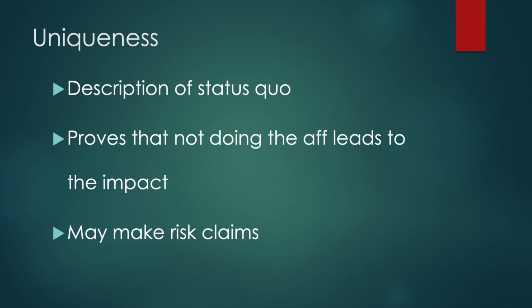Uniqueness may also make risk claims. This is more common on the neg, like saying the economy is strong now, but it could collapse if this happens, right? But on the AF, occasionally you'll see risk claims as well, like climate change is manageable now, but is heading towards the point of no return or something like that. So the risk claim thing is more common for neg contentions, but you occasionally see it in AF contentions.